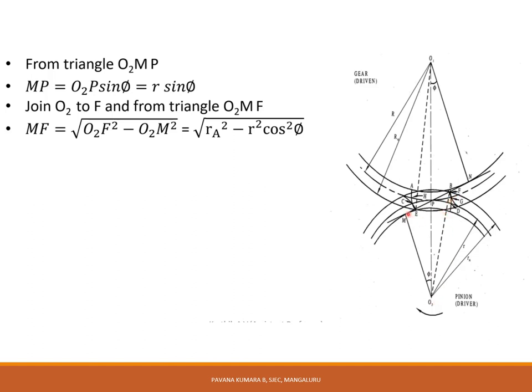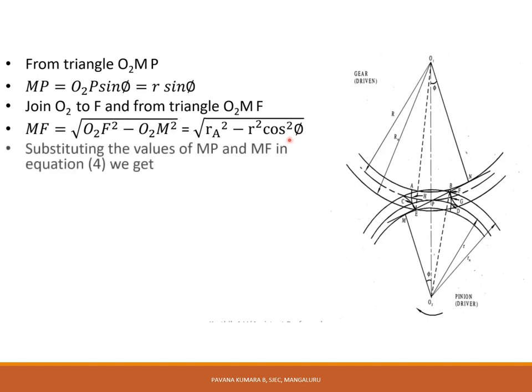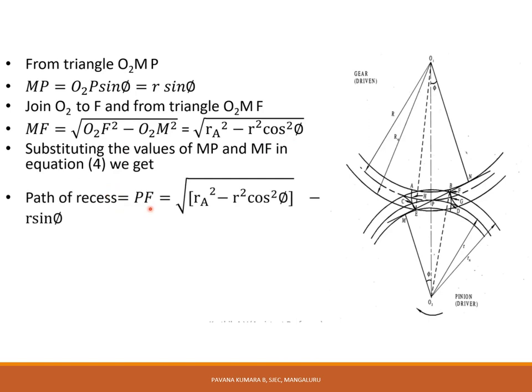So from that we can determine MF is equal to the square root of O2F square minus O2M square. O2F is nothing but RA square and O2M is nothing but R square cos square phi. So substitute back into the path of recess. The path of recess PF is equal to MF minus MP. You just substitute that equation and you will get the path of recess.